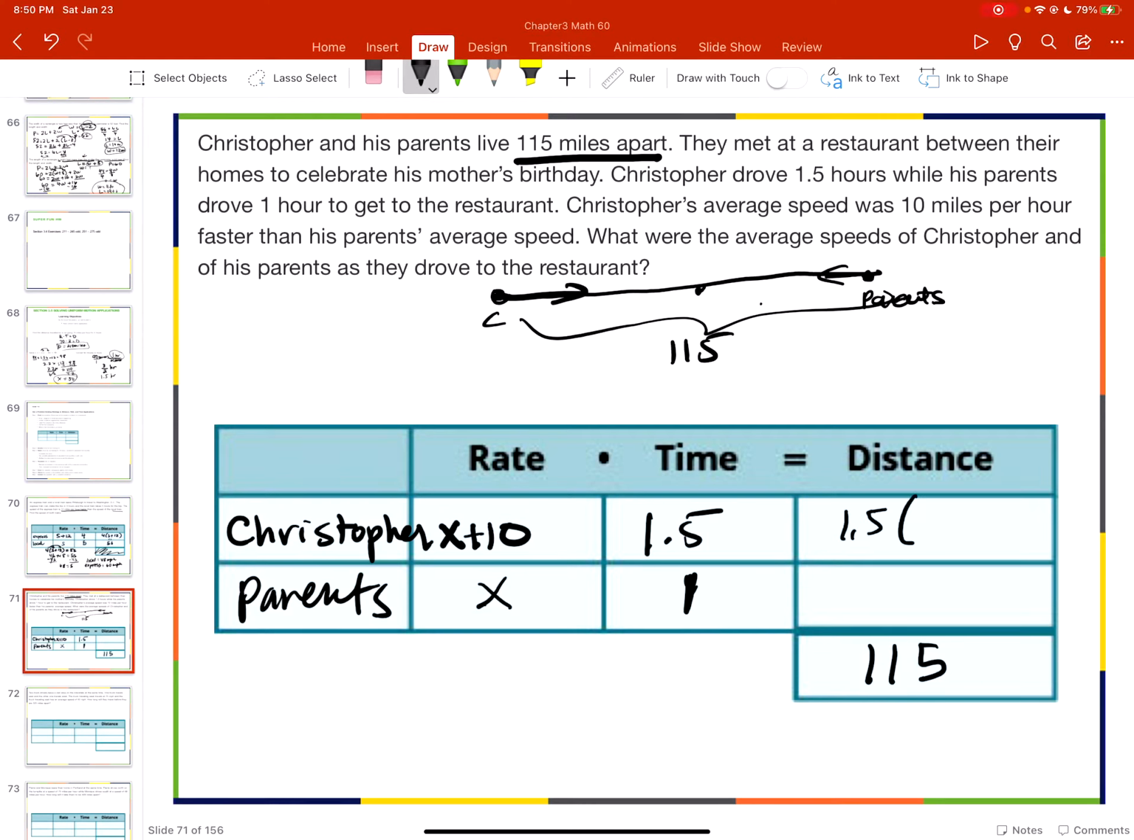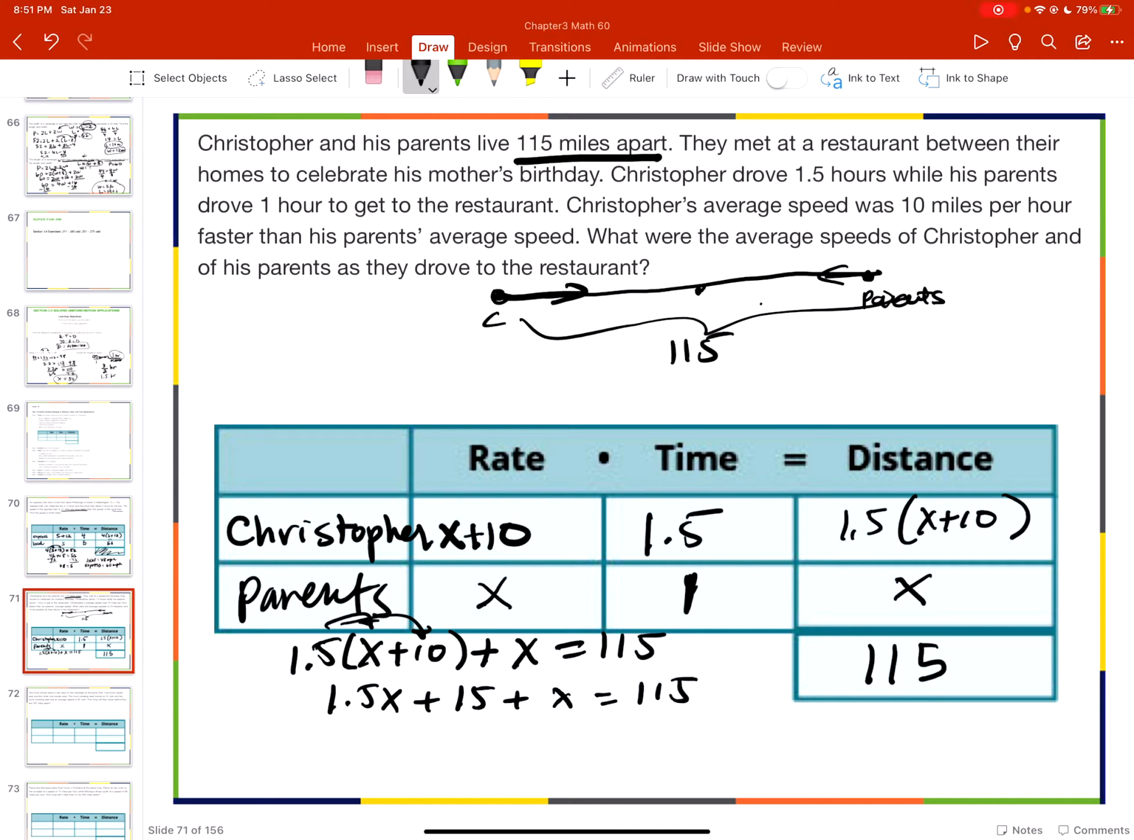Now, 1.5 times the quantity x plus 10 represents the distance that Christopher covered. And then 1 times x would just be x, and that represents the distance that the parents went. If we add this together, we have an equation: 1.5 times the quantity x plus 10, that's Christopher's distance, plus the distance that his parents traveled, and together it's 115. Let's simplify that. We have 1.5x plus 15 plus x is equal to 115. Combining like terms, 2.5x plus 15 is equal to 115.